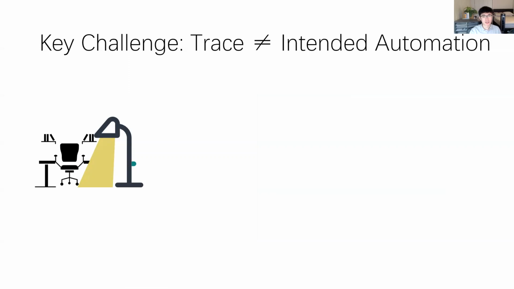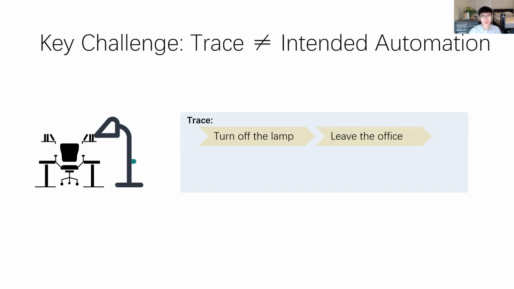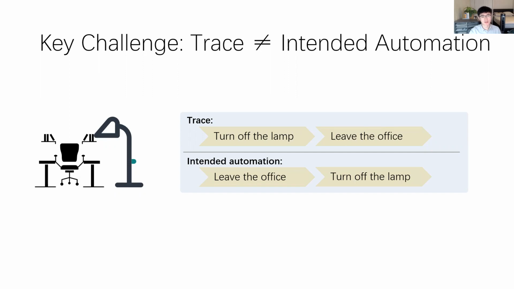Users' behavior in the trace doesn't always represent users' intended automation. Say, a user wants to turn off the lamp when leaving the office. In her trace, she will first turn off the lamp, and then leave the office, as the switch is located inside the office. However, in the ideal automation, she might actually want to make sure she has left the office before automatically turning off the light. We see the order of two events switches. The intended automation can be quite different from the trace.